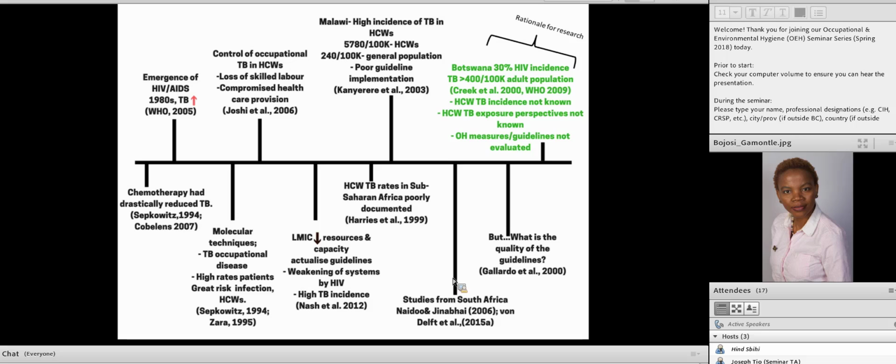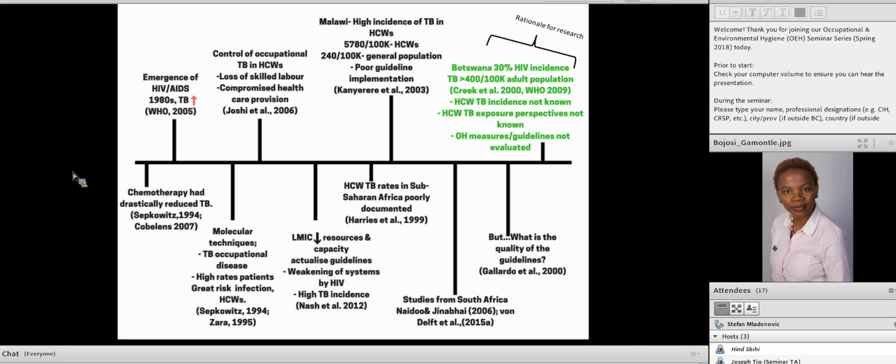If you look at the rates, over 5,000 in 100,000 of those cases were healthcare workers, compared to the general population, which is maybe 240 per 100,000. So for this particular study in Malawi, they concluded that the guidelines that were supposed to be used for infection control were not being implemented.